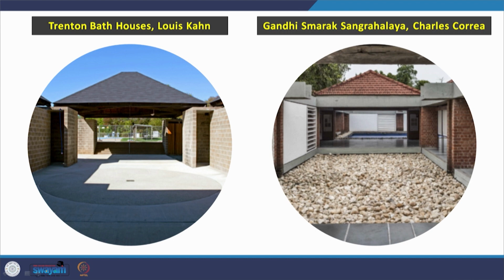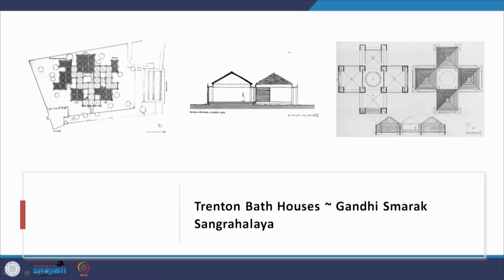In the Trenton bath, this is a picture that clarifies it even further. You can look at these brick piers mounted by this pyramidal roof, and so also you find in the Gandhi Smarak Sangrahalaya. Then again, if you look at the modular plan organization, this is the module, the way the modules have been organized.